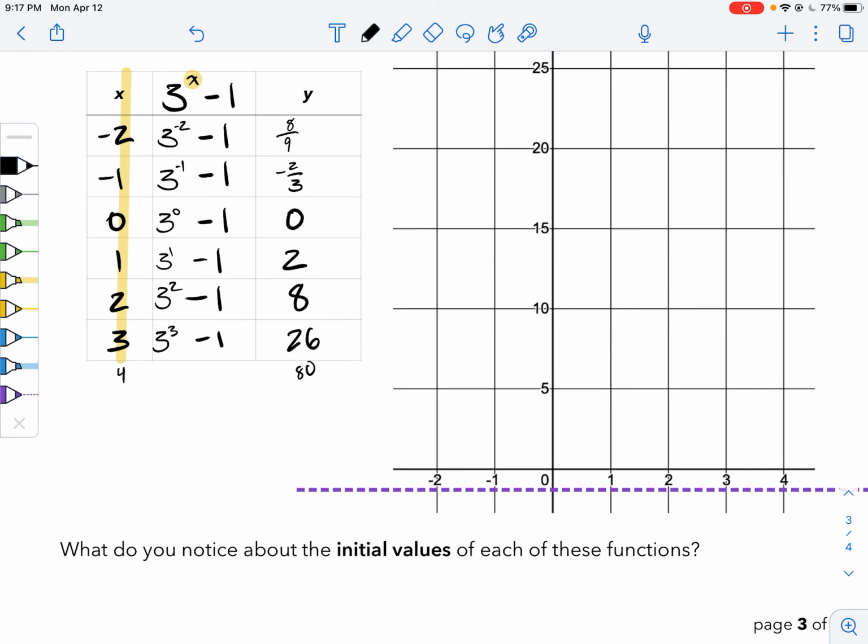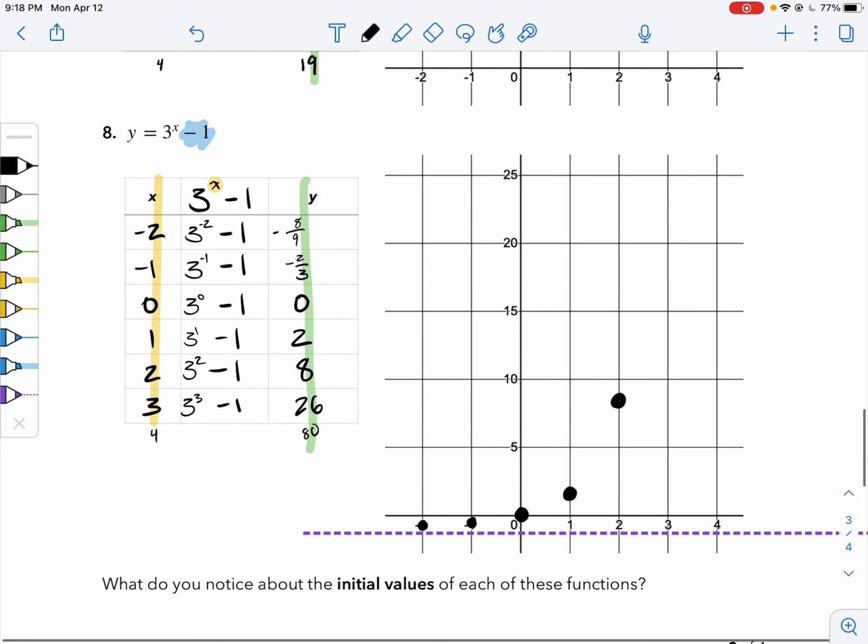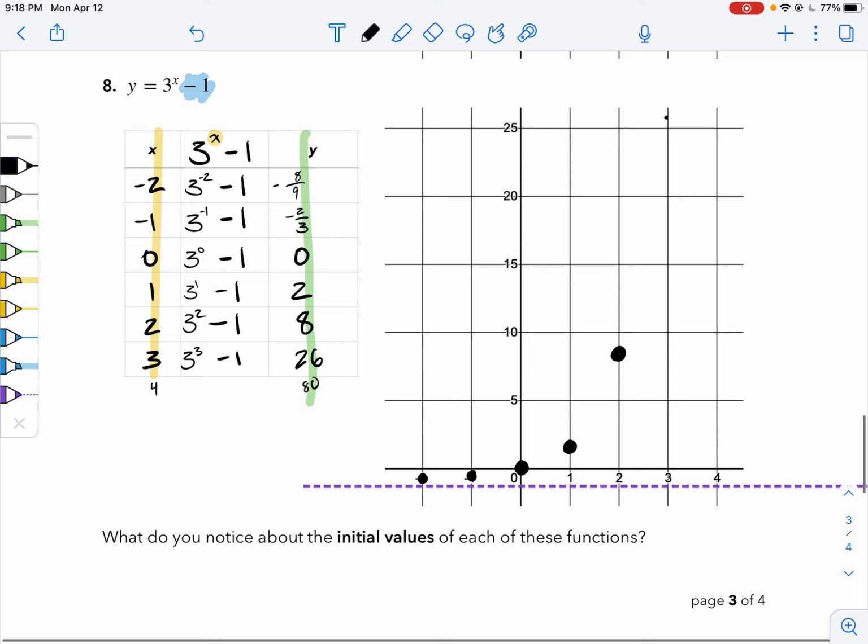Okay, now let's put them on our graph. We've got our x values. So we got -2, -8/9 is almost -1. -2/3 is almost -1, but not as negative. 0 is just plain 0. Over 1 up 2 is here-ish. Over 2 up 8, might be a little too high, close enough. Over 3 up 26. That's way up there, and we're not getting to that 4.